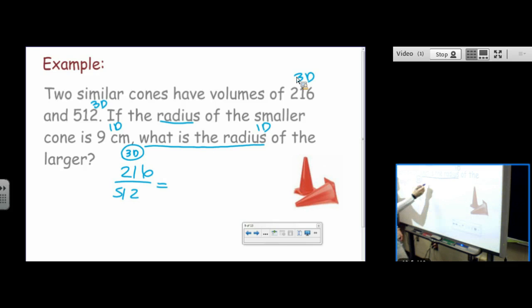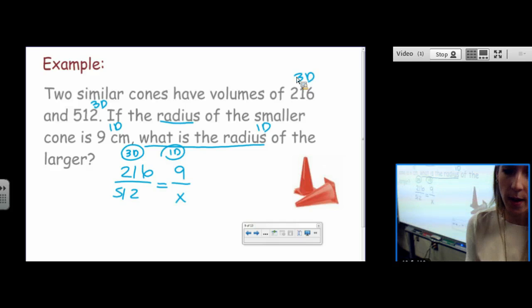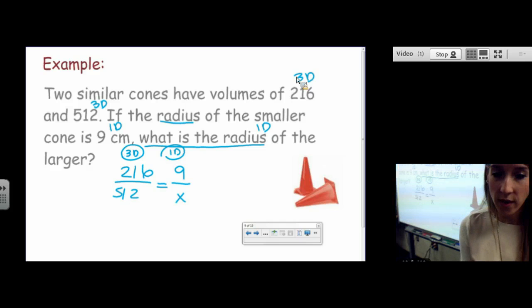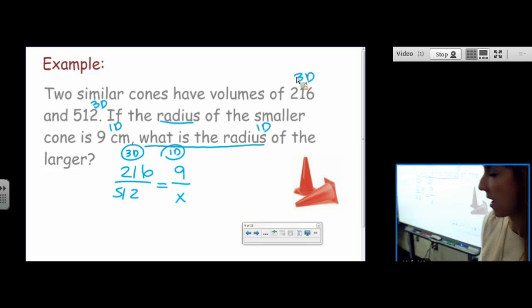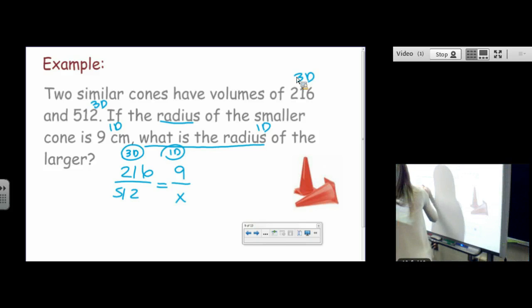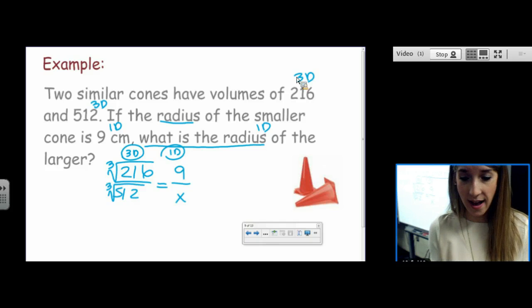Okay, the radius of the smaller one is 9. So I'm going to put 9 with the smaller one, and then x. Okay? 216 is to 512 as 9 is to x. One of those columns is 3D, one is 1D. You cannot cross multiply. So we are going to take the cube root, and we're going to take the cube root. Now, where is that one in your calculator, you might ask? Everyone go to math, and then look at number 4. Math 4.